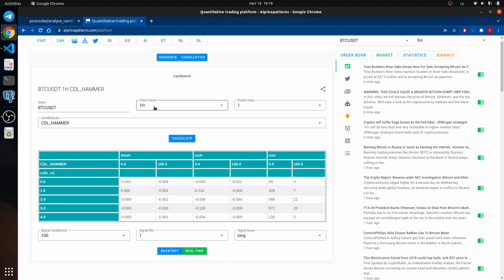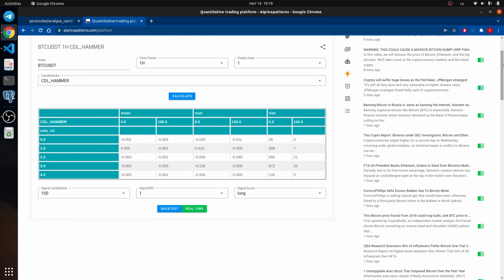So when we have bars of 1 hour, let's see what happens with this strategy. For example, you see we have negative values. It means all data show us some negative results of backtesting.